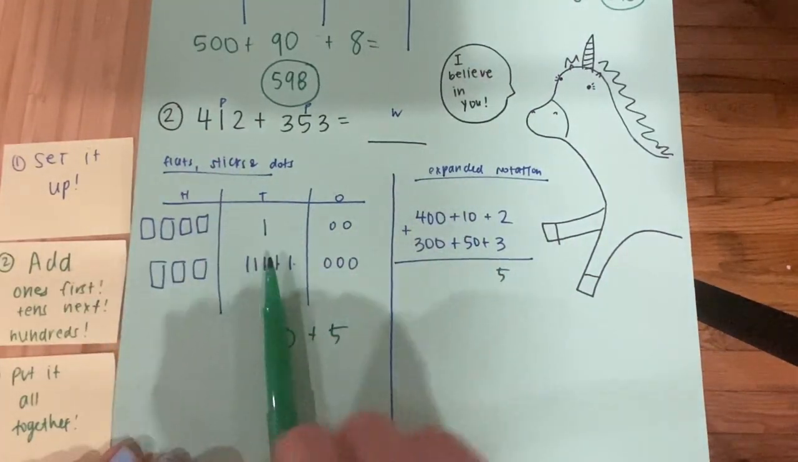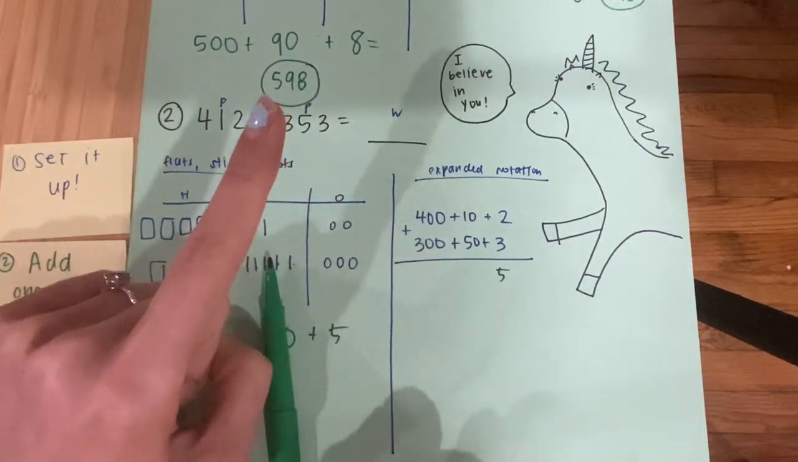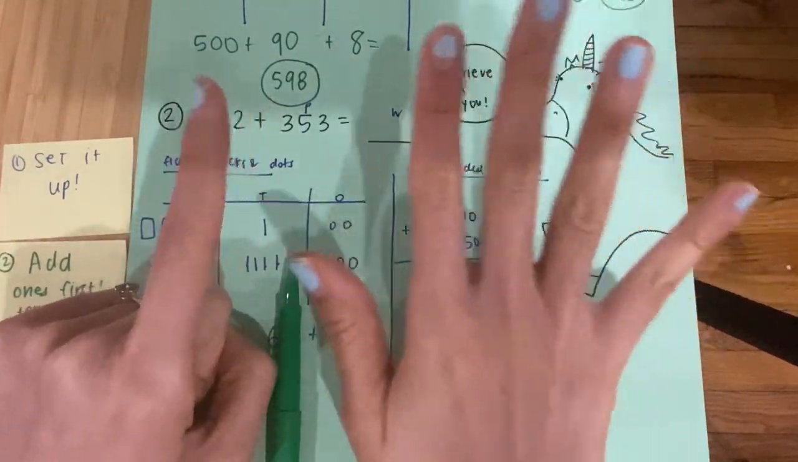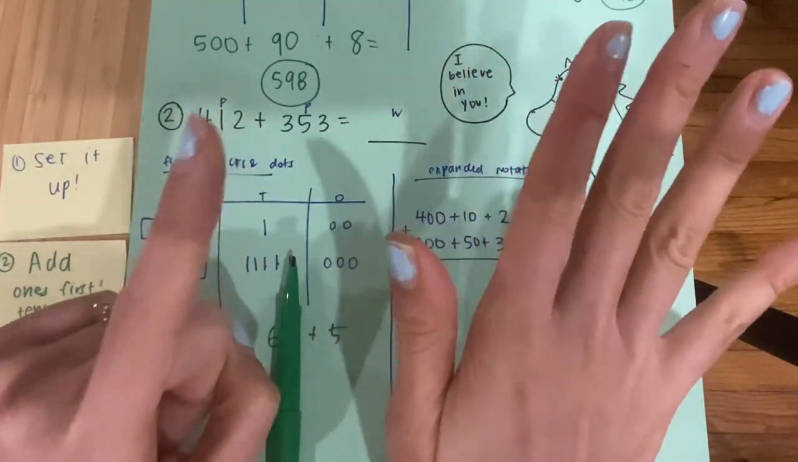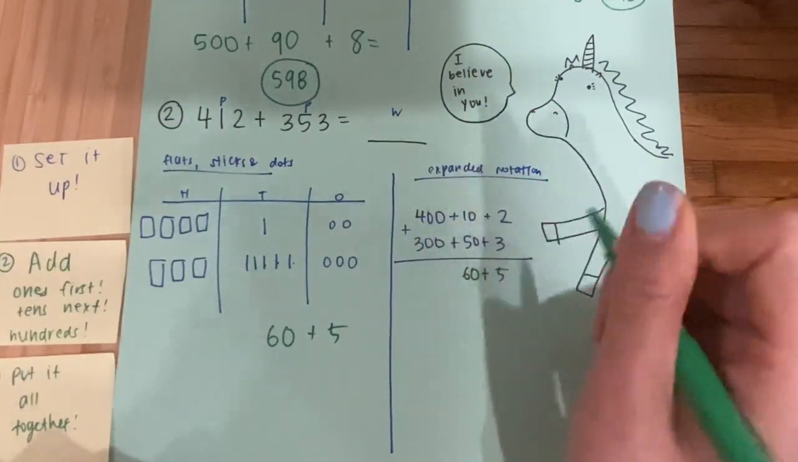If you need to use a finger trick, then the value of 10 is just 1 ten, so I'm going to put 1 finger up. 50 is 5 tens, so I'm going to put 5 fingers up. I have 1, 2, 3, 4, 5, 6. The value of 6 tens is 60.